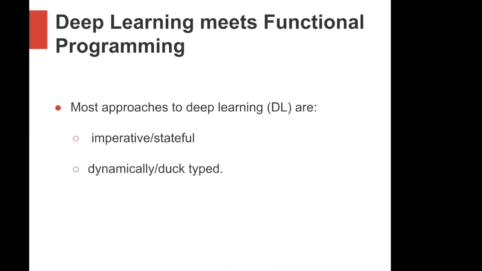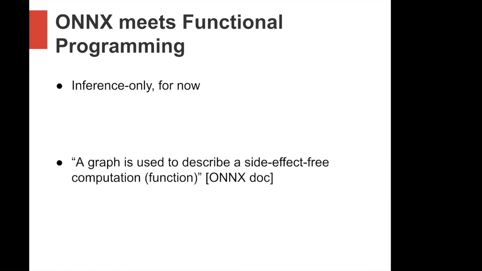So most approaches to deep learning are imperative/stateful, and they're dynamically/duck typed. So this is the typing thing is due to Python, and the statefulness at lower levels, it's for efficiency reasons, and then also for tradition or ease of use in APIs or things like that. You have stateful things going on there in the APIs generally.